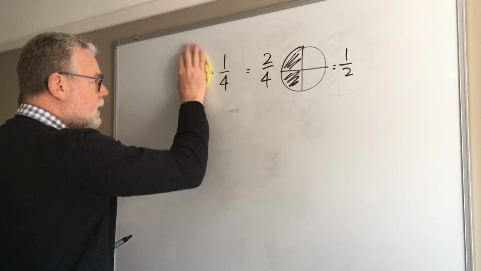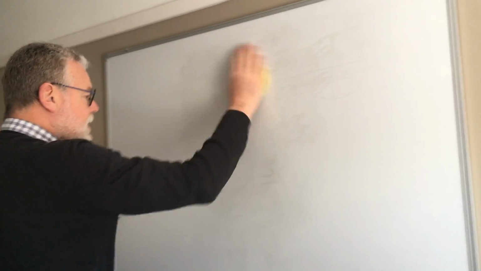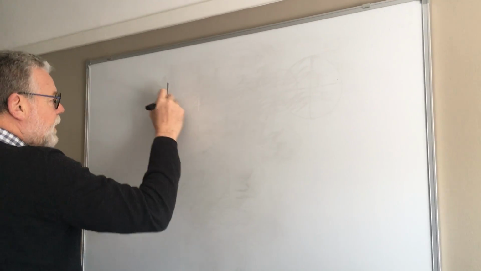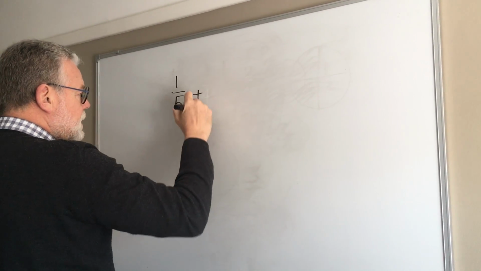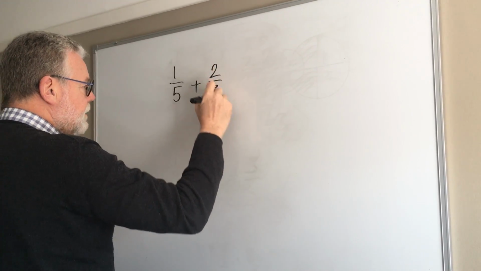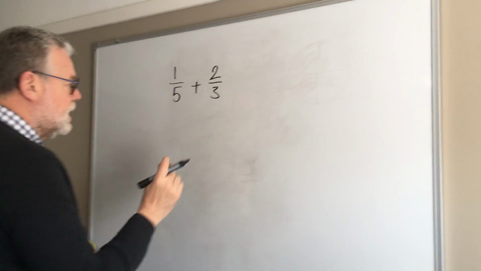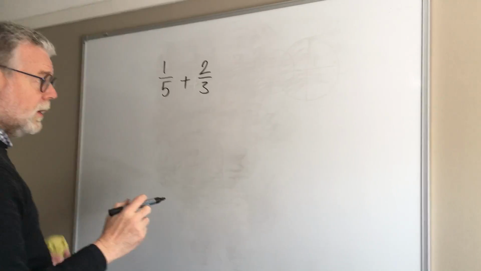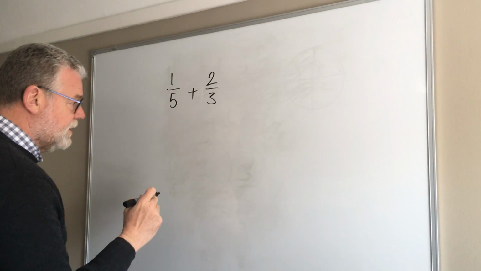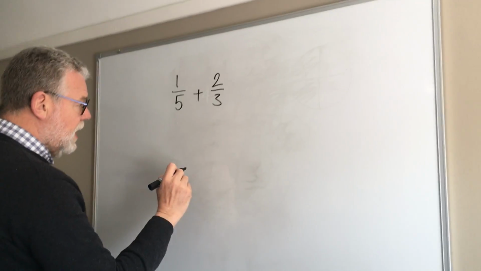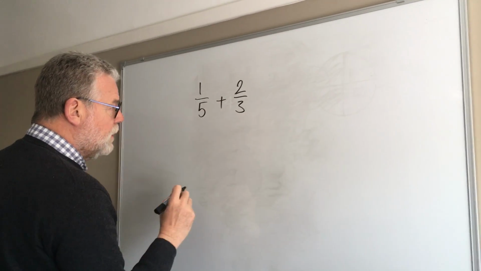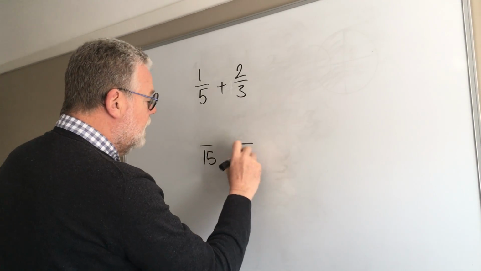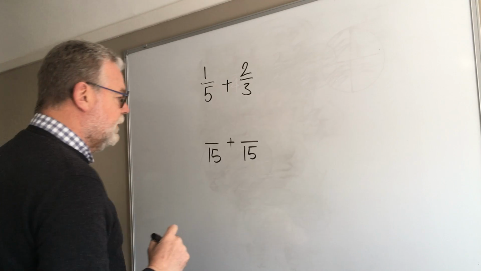Okay, let's have a think about another example. Let's think now about a fifth and 2/3. Now my first question is, can I use one of these denominators? And the answer this time is no, I can't. I can't turn thirds into fifths. So my suggestion is that if we multiply these both together, we get 15. So we can actually turn both these fractions now into 15ths.